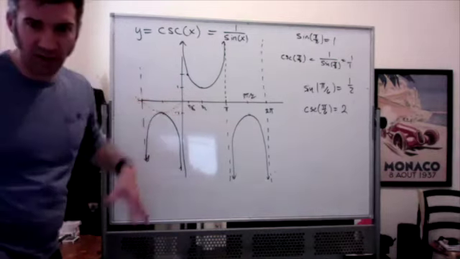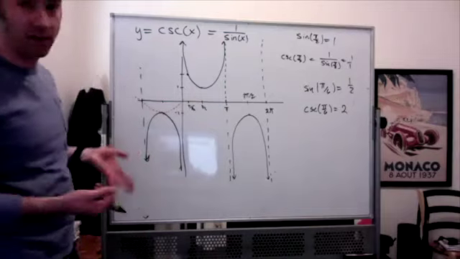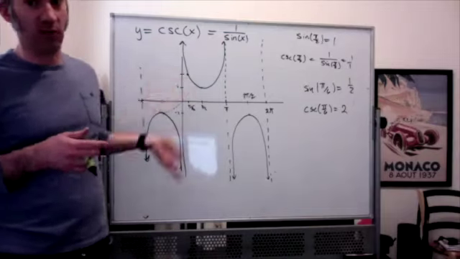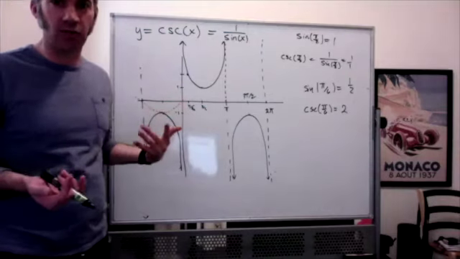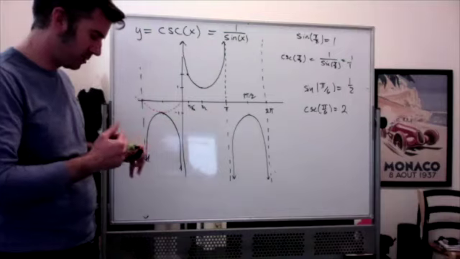These are not parabolas. People have said they kind of look like parabolas. They do kind of look like parabolas, but parabolas don't have vertical asymptotes, and these definitely do have vertical asymptotes. So not exactly parabolas, but they do look kind of parabolic.